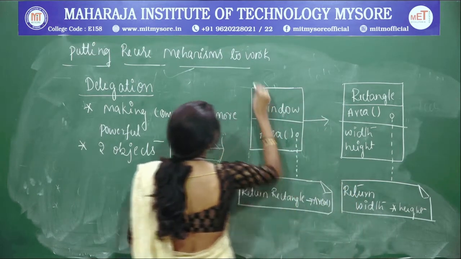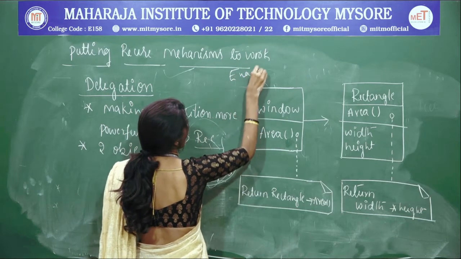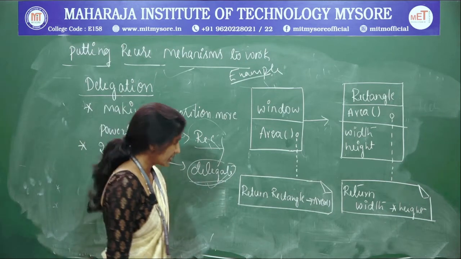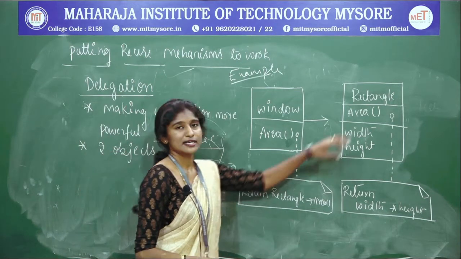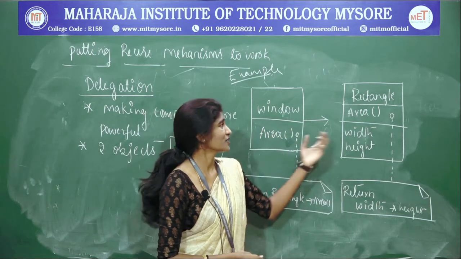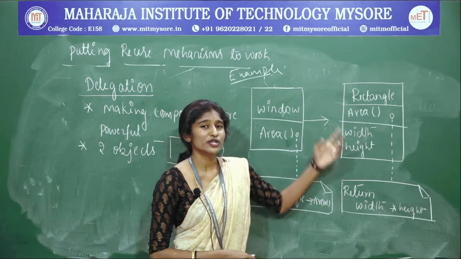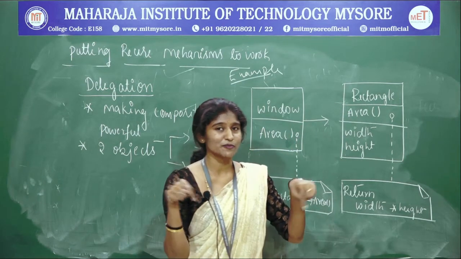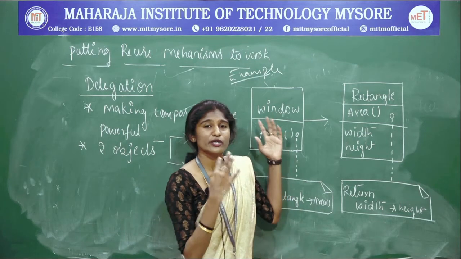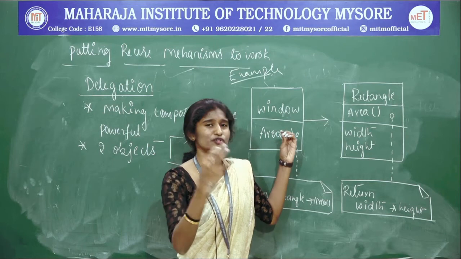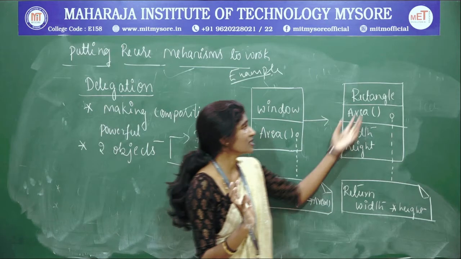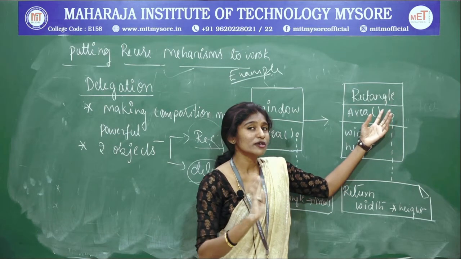We'll see the example. I have written an example here with a diagram. I have taken two classes: the window class and the rectangle class. Actually I can make this window class a subclass of the rectangle, because usually windows are in a rectangle shape. I am talking about house construction windows, which are usually rectangular. So I can make the window a subclass of the rectangle class. But I am not doing it like that.